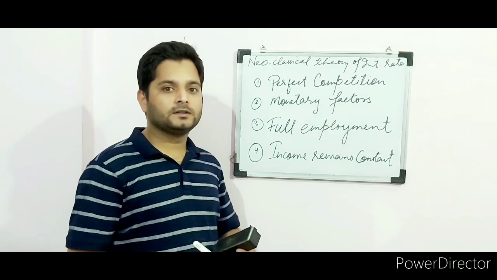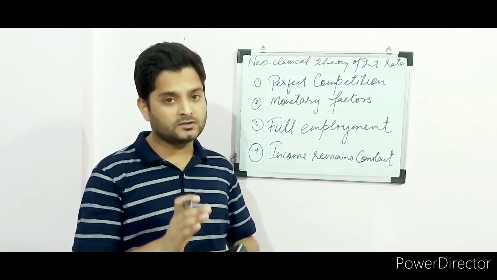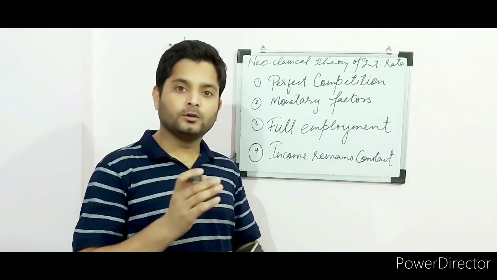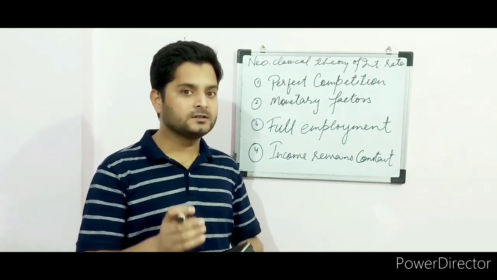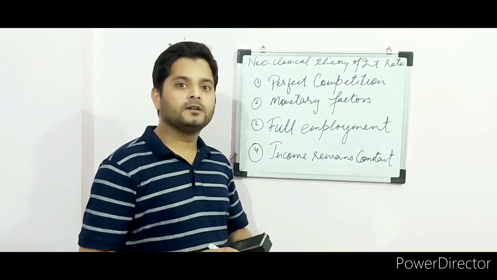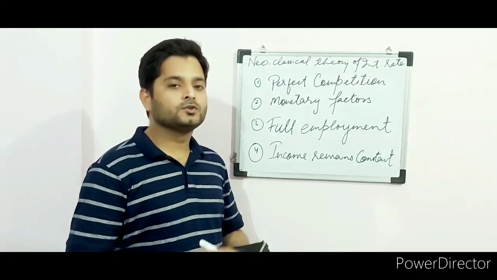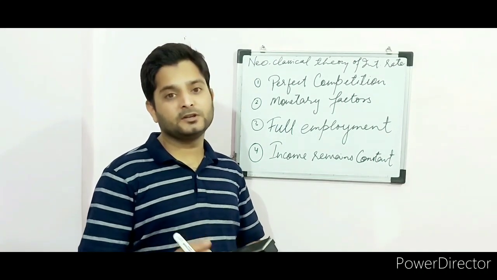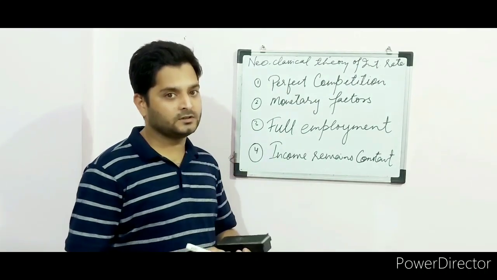According to the new classical theory of interest rate, the equilibrium interest rate is determined where the supply and demand for the loanable funds are equal. At that point, the equilibrium interest rate is determined. So before we go further, before we go into the explanation of the theory, let us have a look at some assumptions of the theory.